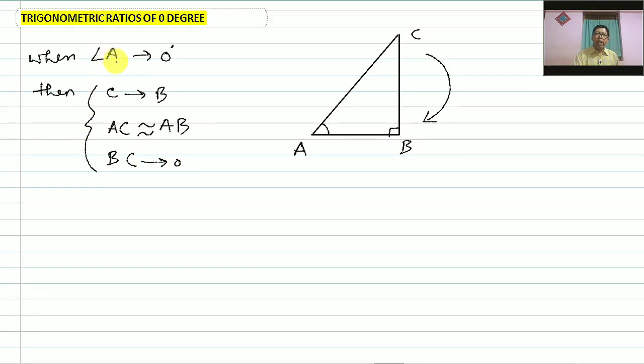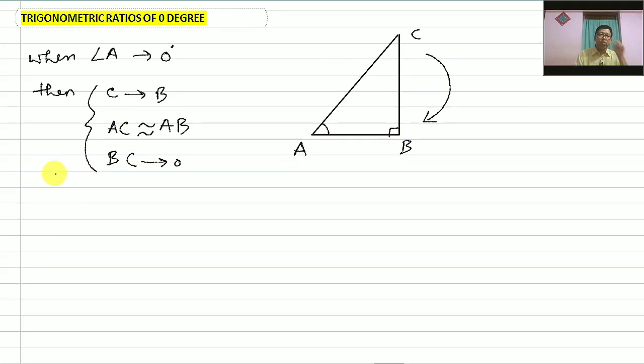When angle A tends to 0, then the point C will tend to the point B. And in this case, the side AC will be closer to AB, that means they are near about equal to AB. And in this case, the side BC will be tending to 0. These are the basic facts.